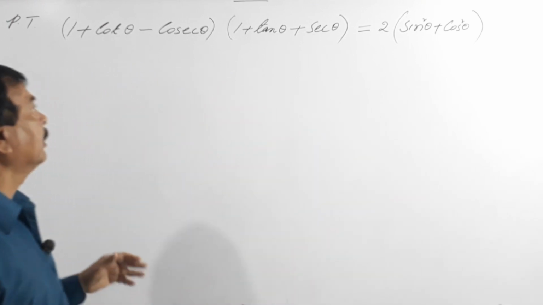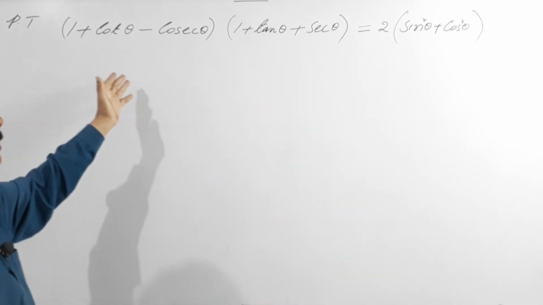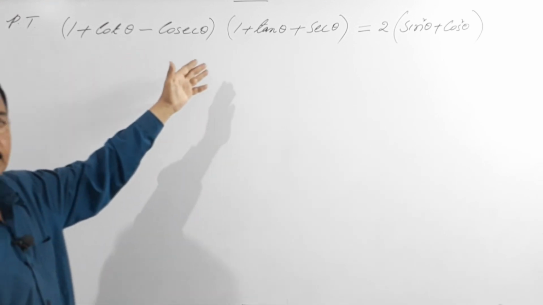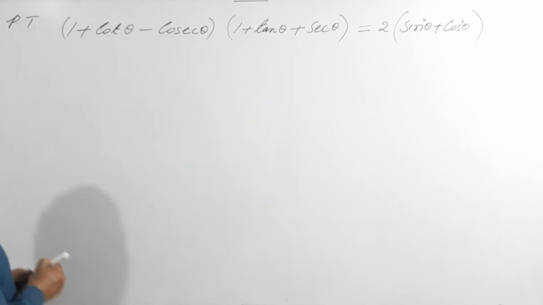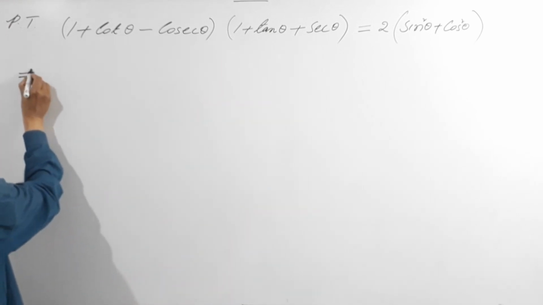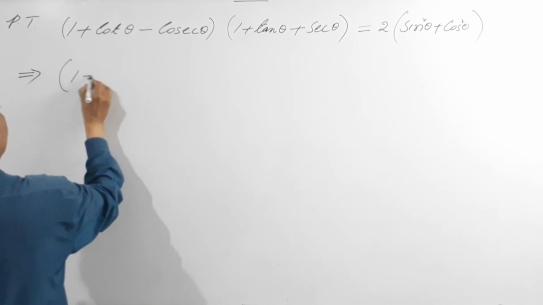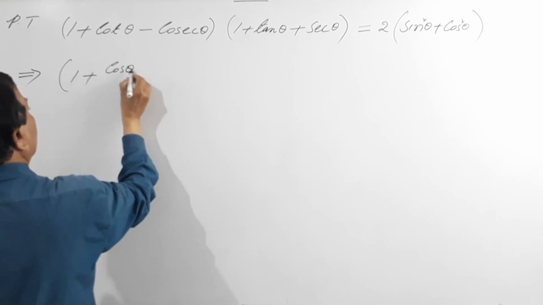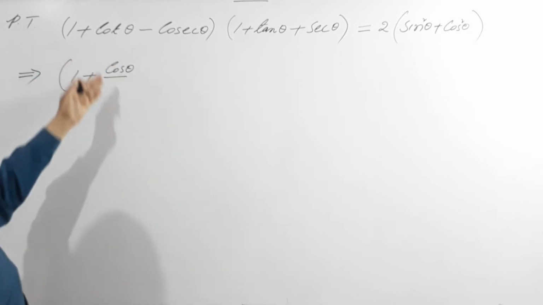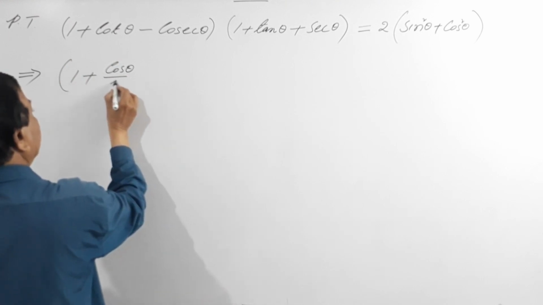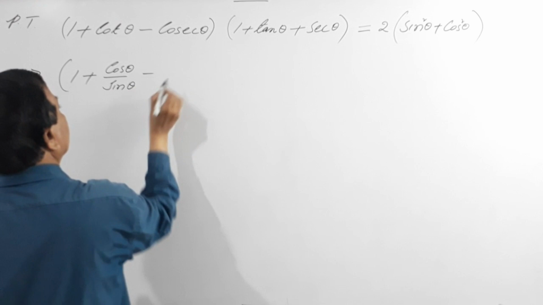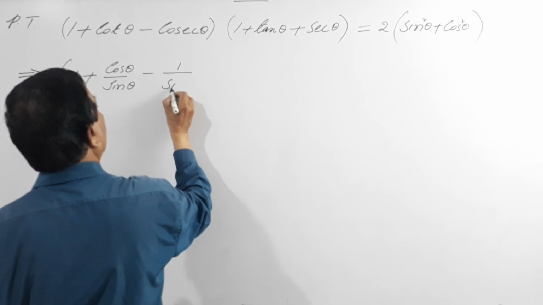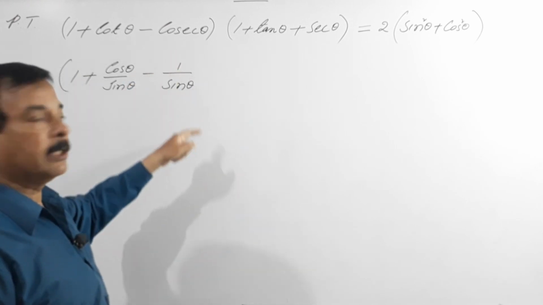So what I'll do here, I try to take LCM and try to bring it in terms of sine and cos, because everything is in terms of sine and cos and its reciprocals. So we'll do like this. This is 1 plus, what is cot theta? Cot theta is cos theta by sin theta. And what is cosecant theta? Reciprocal of sine, 1 by sine.